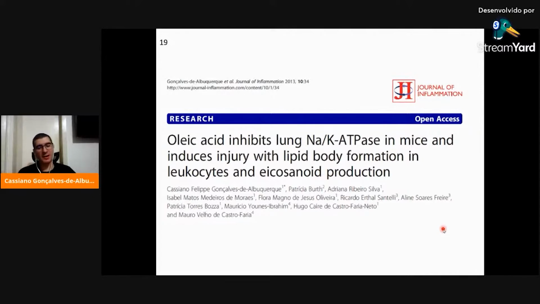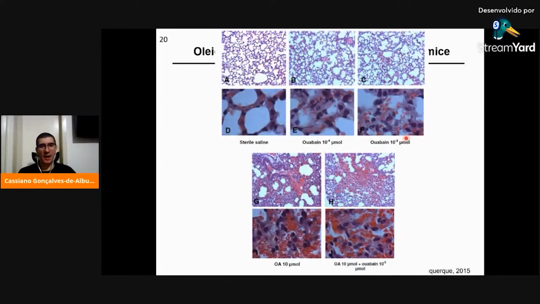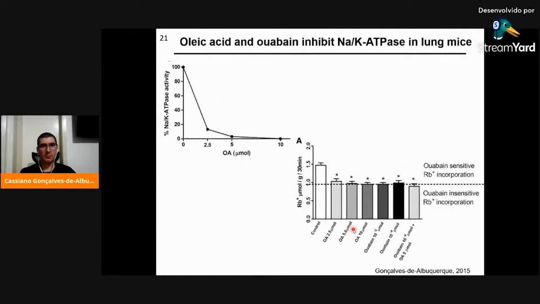The oleic acid inhibits sodium-potassium ATPase in vivo and induces lung injury. Actually, both ouabain and oleic acid induce lung injury with inflammatory cell infiltration, hemorrhage, and tissue disruption. But more importantly, both block rubidium incorporation in lung tissue in a similar way.